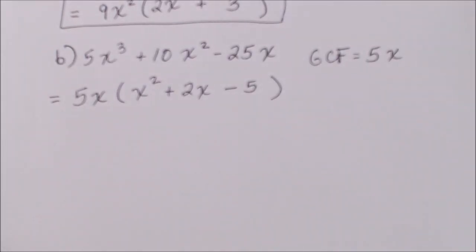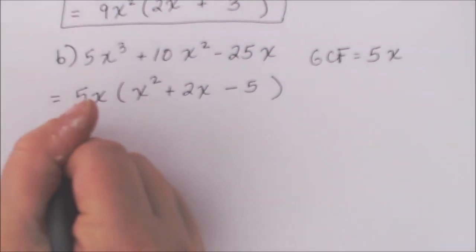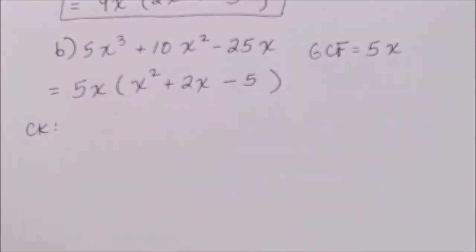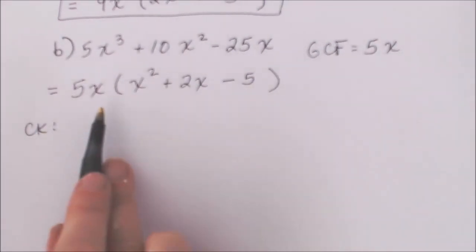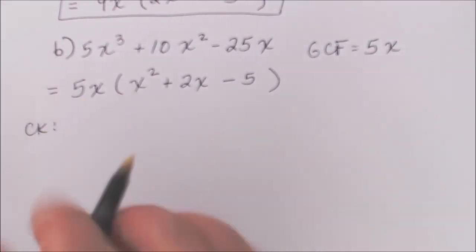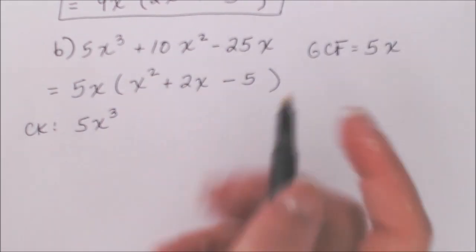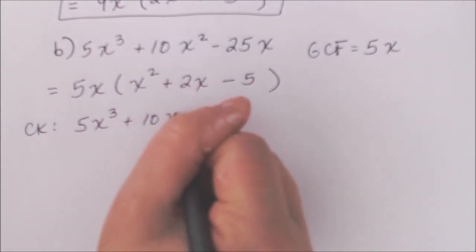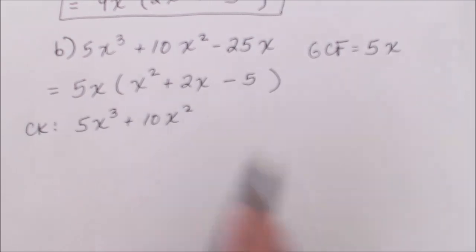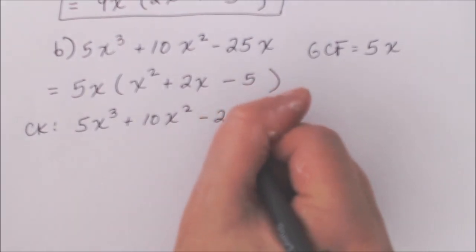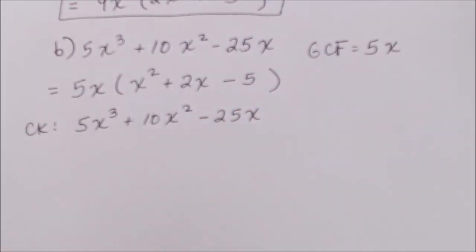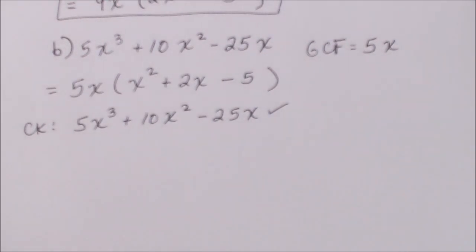You can always check these, by the way, remember, by multiplying or redistributing them. You don't have to do that every time, but if you're ever not sure, you just want to make sure you got it right, try redistributing. 5x times x squared, we would have 5x to the third. 5x times 2x, we would have 10x squared. 5x times negative 5, we would have negative 25x. And notice that's what we start with, so we know we factored correctly.